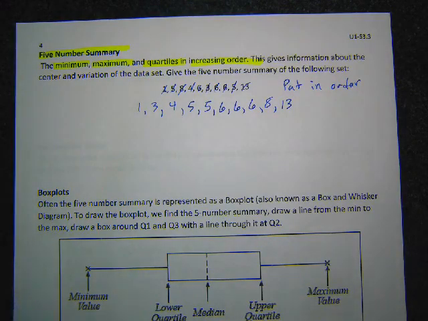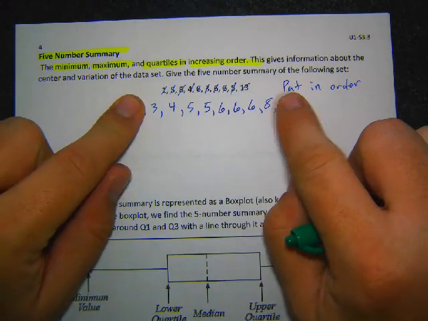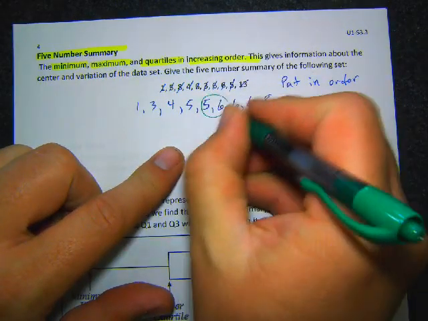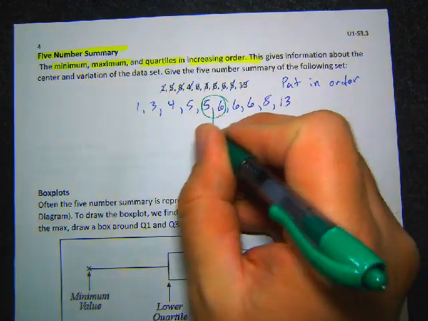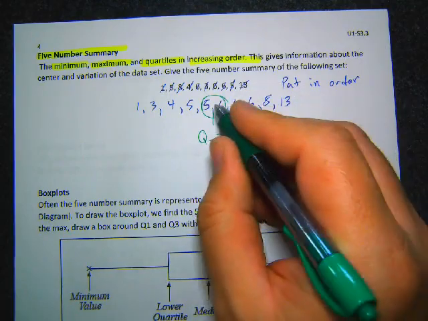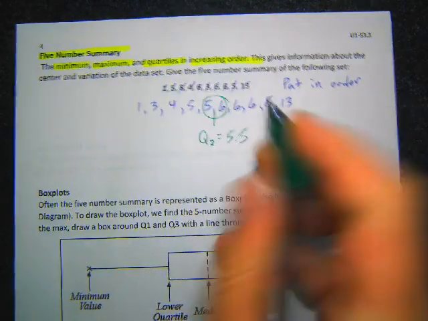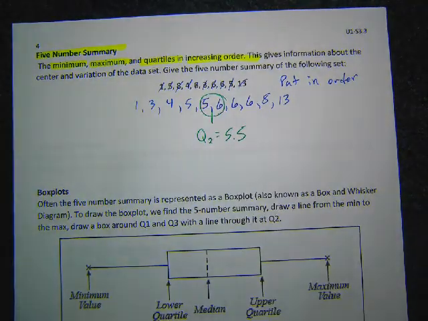Again, we'll look for the middle numbers. I'm going to do my cover-up method. 13, 1, 8, and 3, 6, and 4, 6, and 5. So these two numbers are in the middle. So my Q2 is going to be halfway between 5 and 6. It's 5.5. If you don't trust me, you can add those up, divide by 2, you get 5.5.